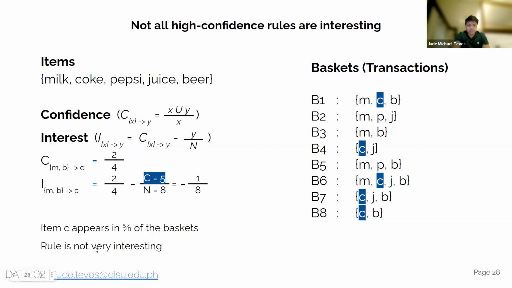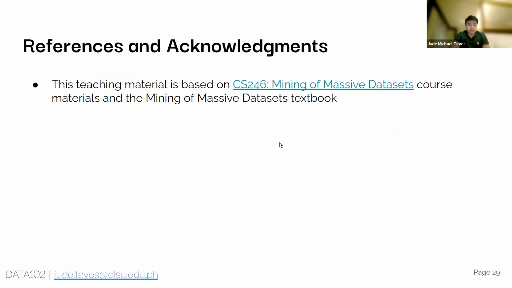And that means the rule is not very interesting. Because the idea is item C appears in 5/8 of the baskets. So it happens a lot. So this confidence here doesn't really mean much if we look at the interest. So basically, you have lots of ways to identify if an item set is interesting or significant. You can filter the different rules using the minimum support, also the confidence and the interest. So yeah, that's it.